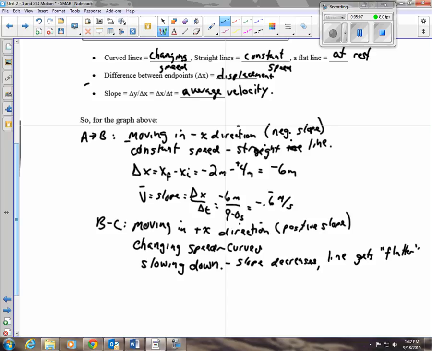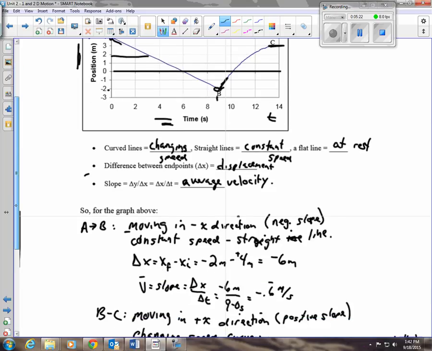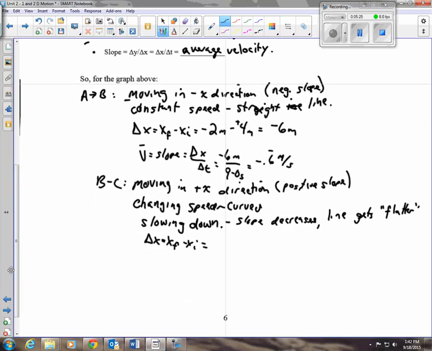And then the displacement, final minus x initial. So it ended up at, looks like 3, and it started at -2. So I went from -2 to 3. So final was 3 minus -2, and that gives me a displacement of plus 5 meters. So it's 5 meters in the positive direction.